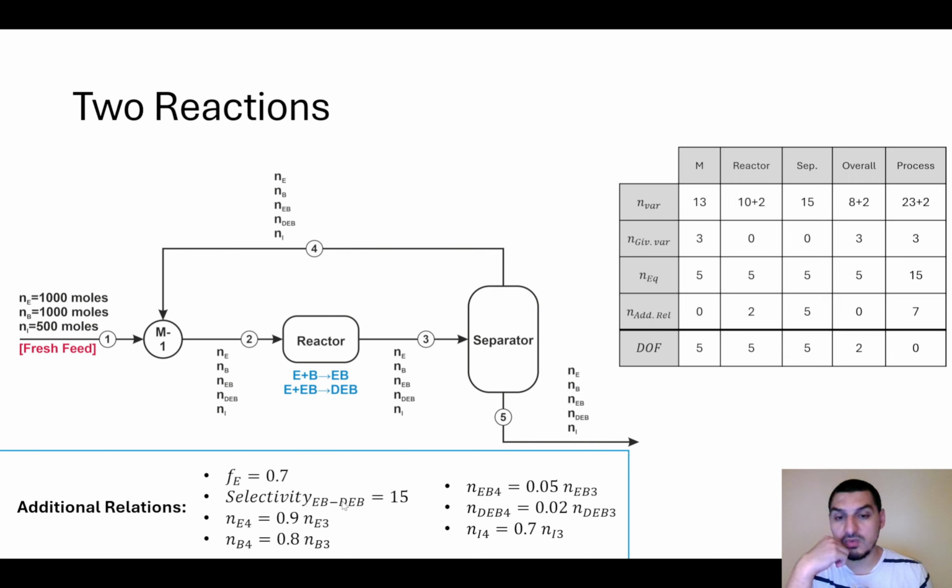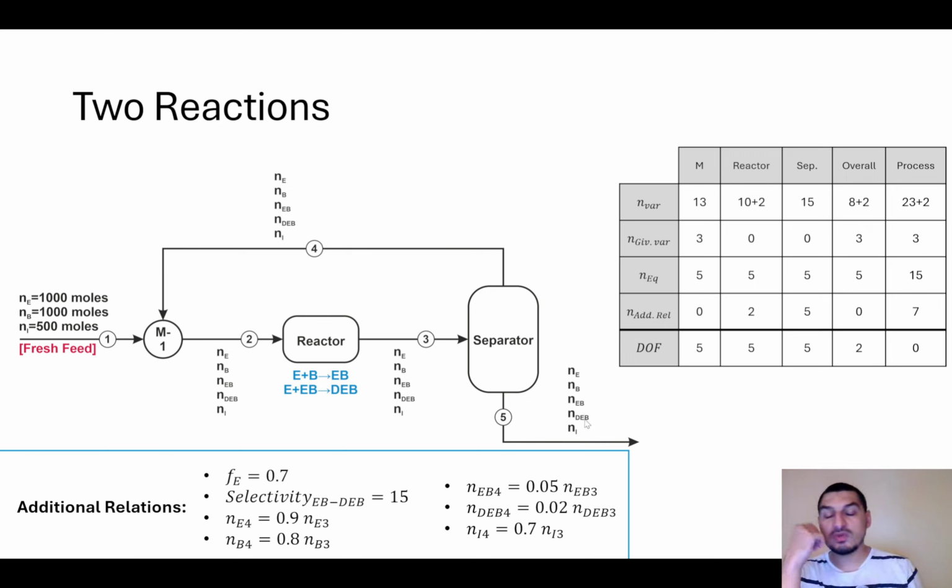We discussed the selectivity before, and we said it's the number of moles of the desired product divided by the number of moles of the undesired product. So this is the number that we have here. We still have the same relations for the separator, and there is one extra relation regarding the diethyl benzene. So we say that 2% of the diethyl benzene is recycled and the rest is coming as the bottom product.